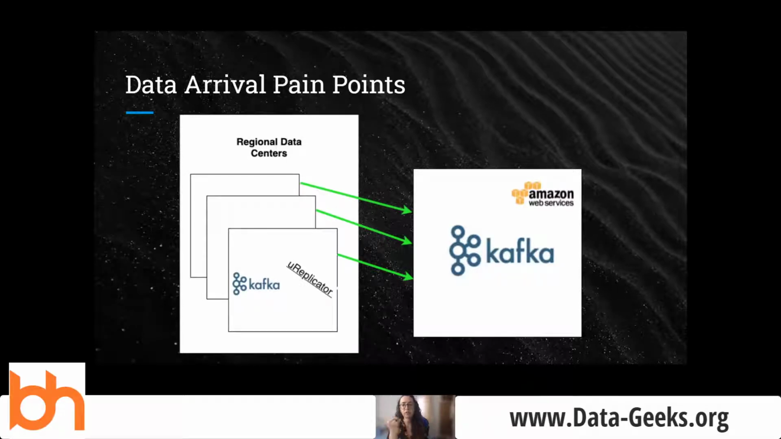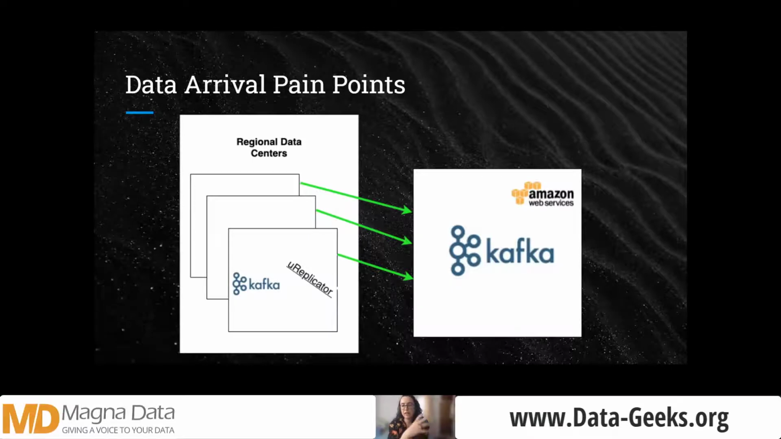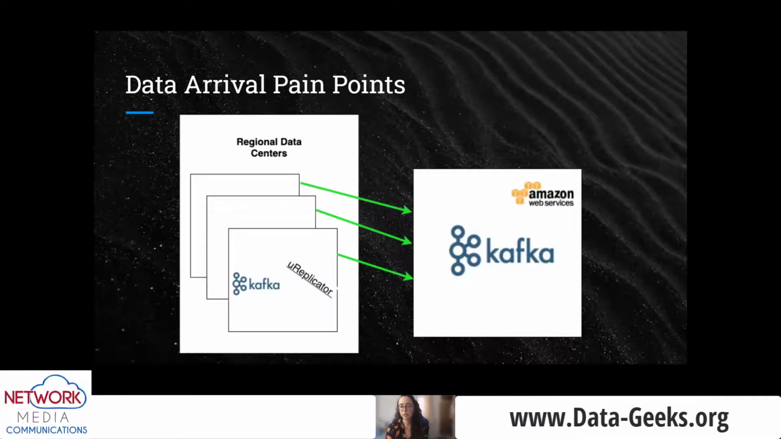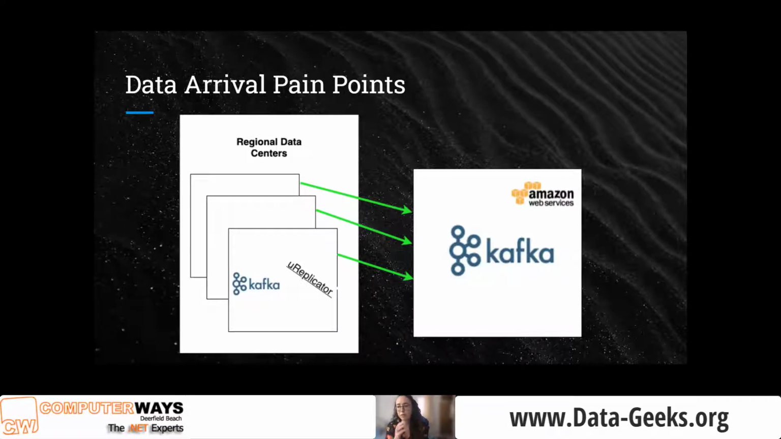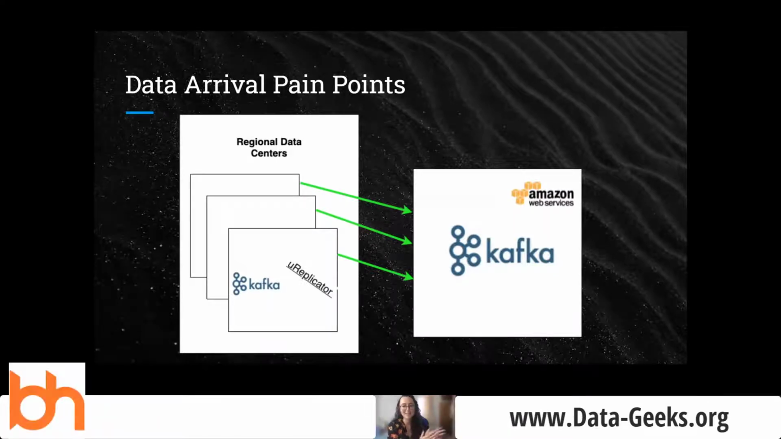We have a Kafka in each data center, and the data is being replicated in a Kafka AWS. What could go wrong? Well, first, let's start with the uReplicator. If you're not familiar with the uReplicator, it's a project made by Uber. It's based off of Kafka's own mirror maker, and it's simply supposed to replicate data. So it replicates data from the Kafka data center into Kafka into AWS.